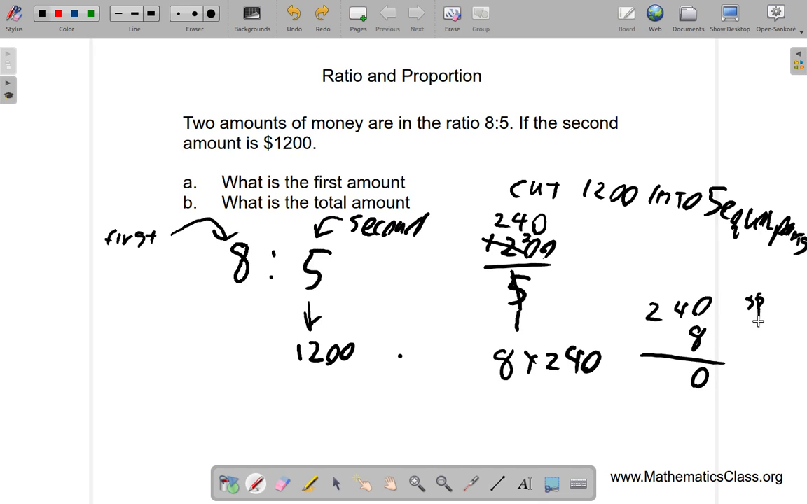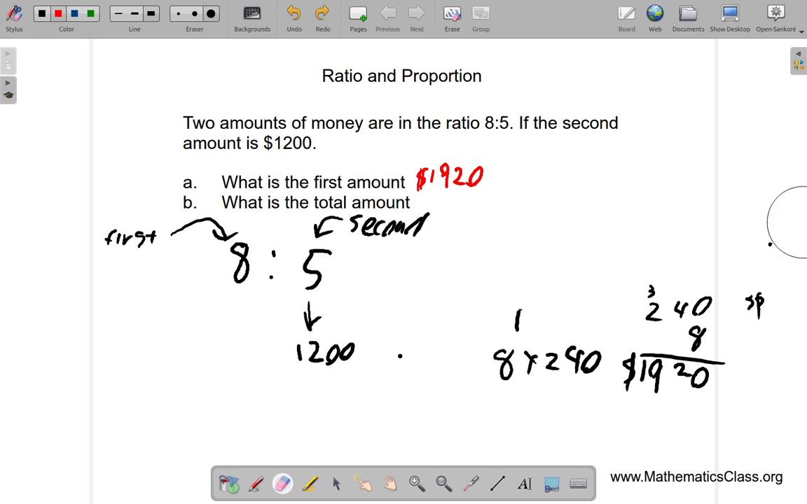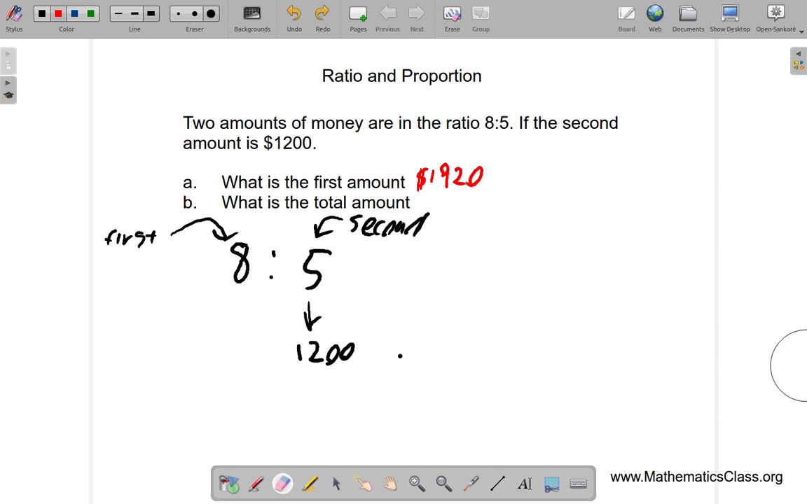8 0s are 0, 8 4s are 32. Bring down the 2, carry 3. 8 2s are 16, 17, 18, 19. $1,920 is what I'm getting here. So with this method I get $1,920 for the answer. Alright, let's take another look at this.